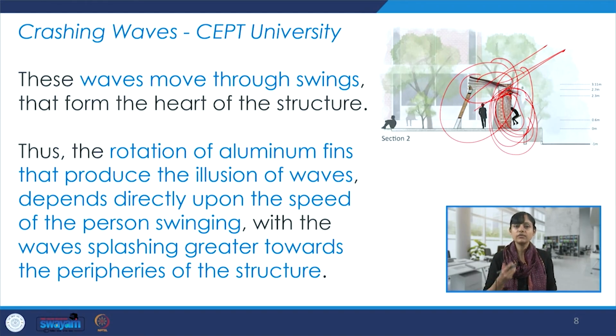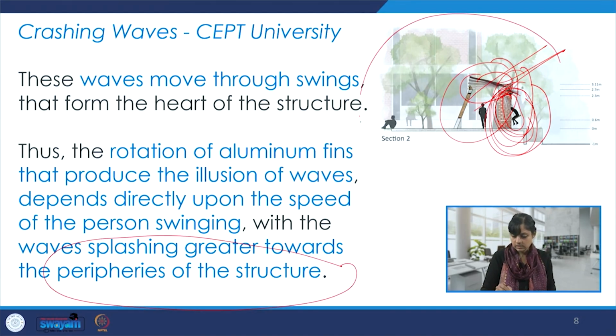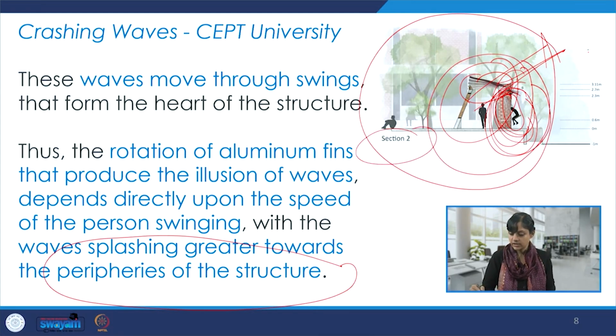Thus, the rotation of aluminium fins that produce the illusion of waves depends directly upon the speed of the person swinging, with the waves splashing greater towards the peripheries of the structure. So that's the detail which is thought about and put to use when this installation design is conceived and executed. This is one of the sections, and it also gives all the details, as per the dimensions over here.